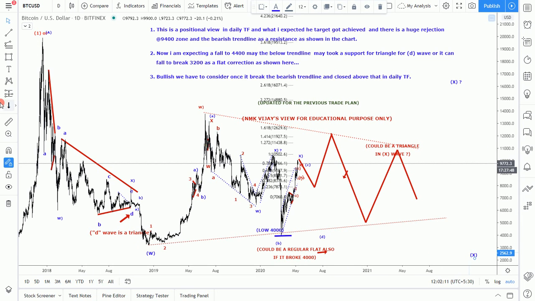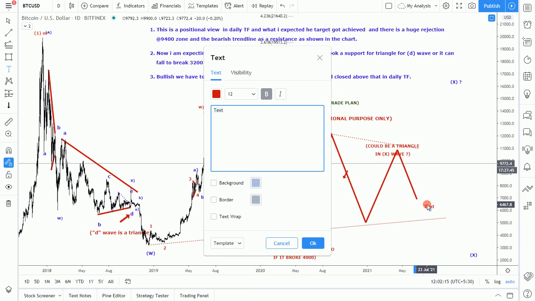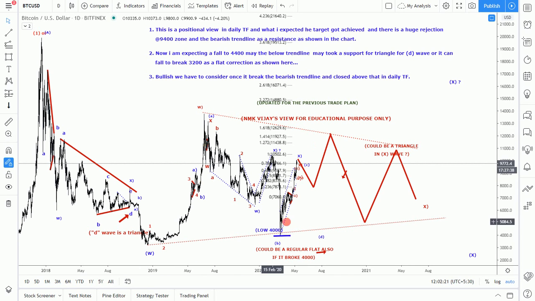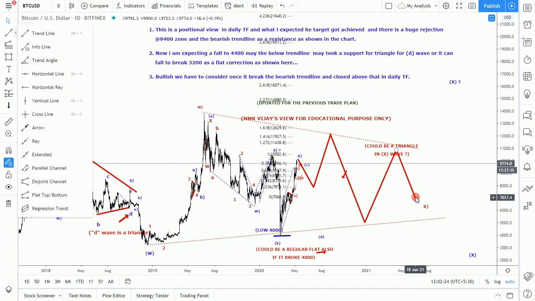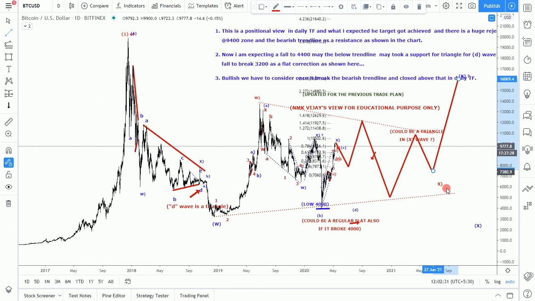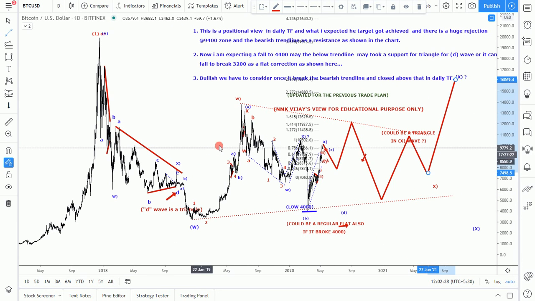For the red wave, red X. After the completion of this triangle A, B, C, D, E, it can go to this zone also, 16,000. And the same thing happened in copper also. In the bigger view of copper, everyone was expecting the downside, but it again did a bullish triangle in the B wave and then shot up. Like that, it can be a triangle in the X wave of red, or a triangle of this blue X wave. So be careful.